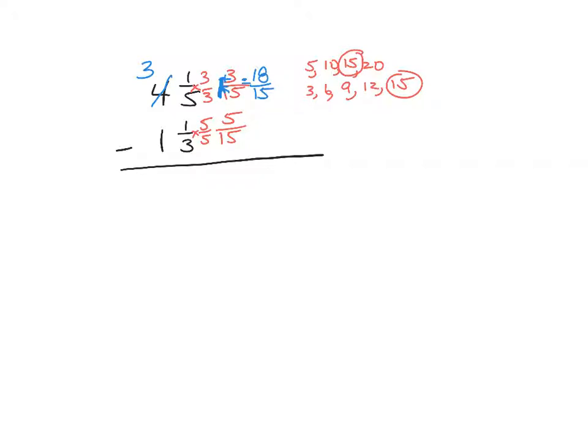18/15 minus 5/15 is 13/15. And then 3 minus 1 gives me 2. So the final answer is 2 and 13/15.